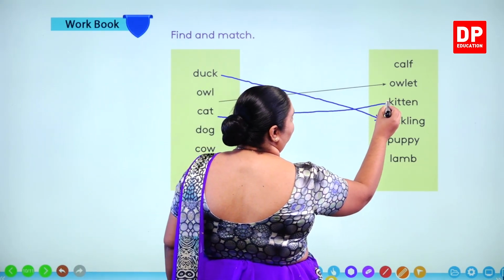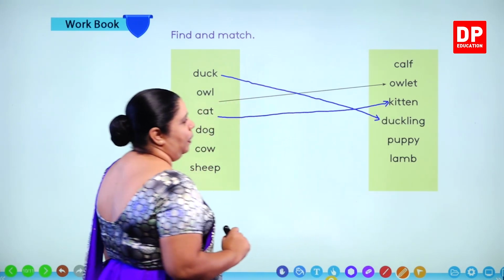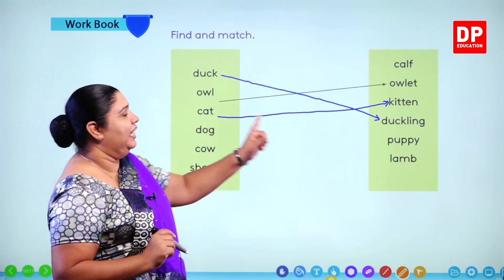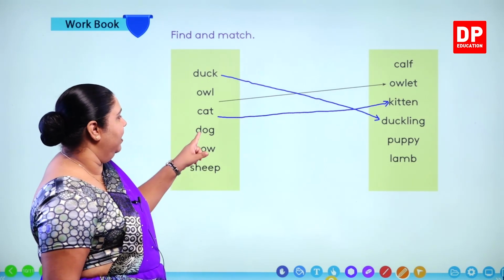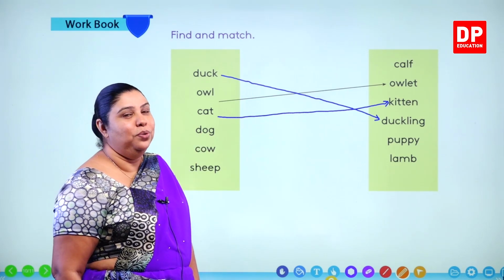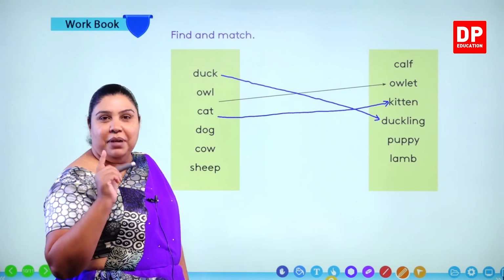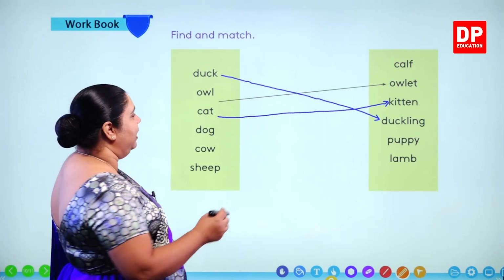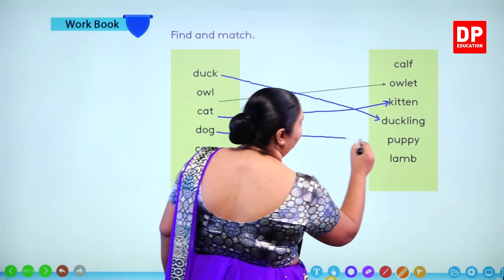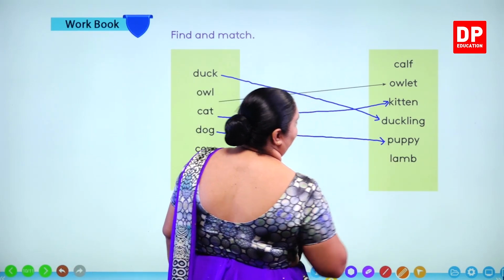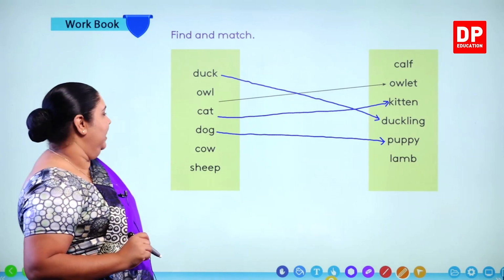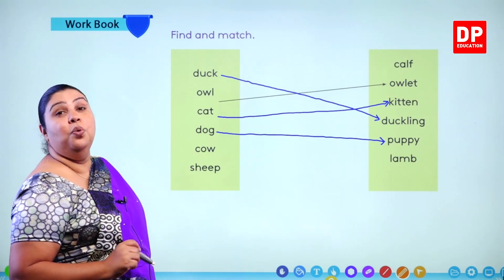And the word is over here. Kitten. Okay. Cat, kitten. Then the next one. Dog. I know. All of you know what the baby dog is called. The baby dog is called the puppy. That's right. Here we have the word puppy. The baby dog. Then we have the word cow.